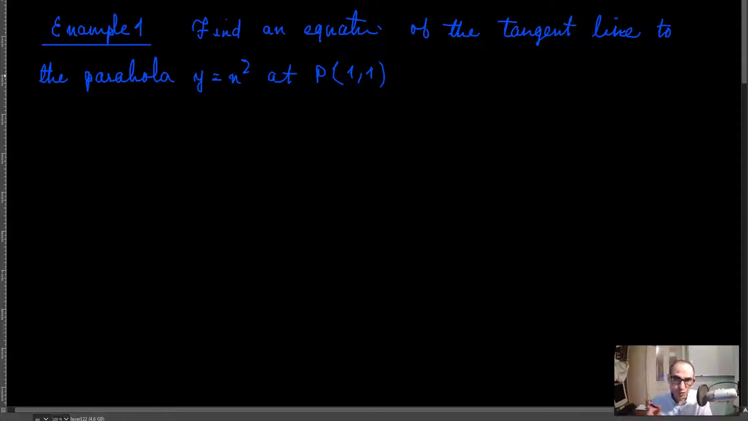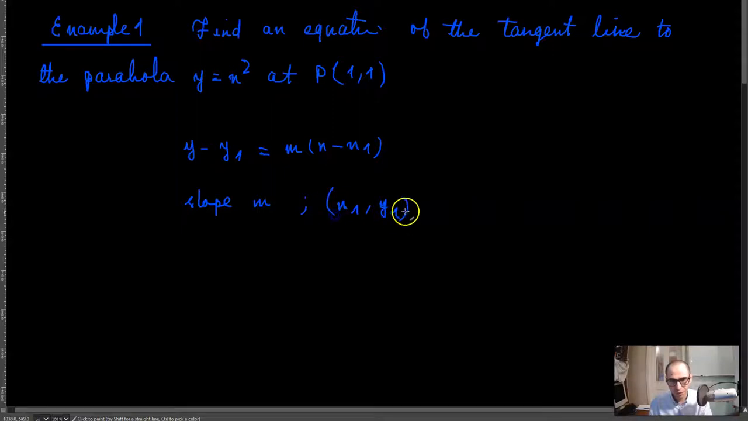meaning that you know the equation of a line, you could write it as y minus y1 is equal to m times x minus x1. So this line has the slope m, and it goes through the point (x1, y1), right? If you know one point on the line, and if you know the slope of that line, you can write the equation of the line, right? So since I know that the point is (1, 1), this becomes the (x1, y1), and the slope of the line, we can hopefully find it, right?